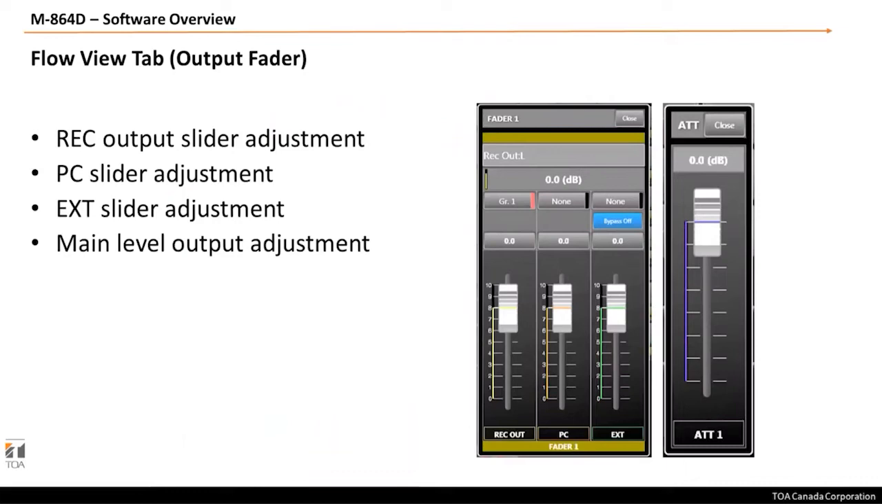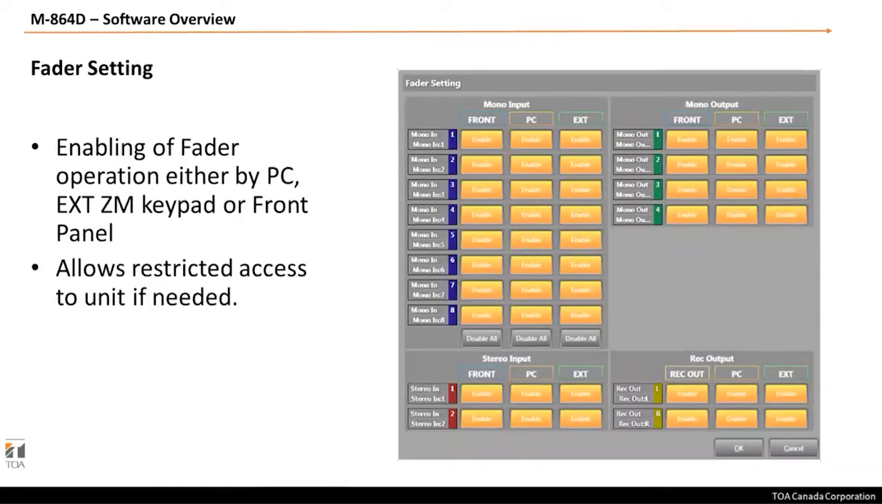So we do have sliders also on the right for the record out and the other adjustment available to us on the flow view tab. So basically all the control from the front end of the equipment is duplicated on the software as well.